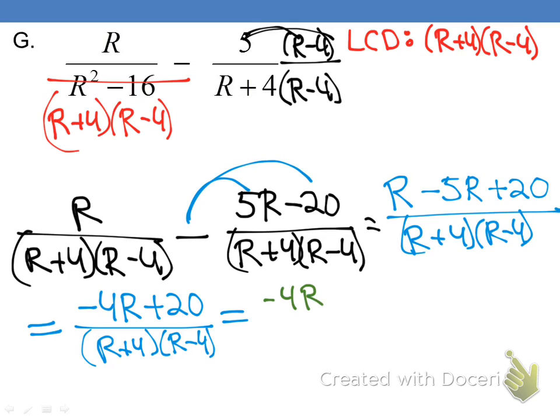So my final answer here is going to be negative 4r plus 20 over, what should I get when I multiply this back out? R squared minus 16, because that's what you factored in the first place.